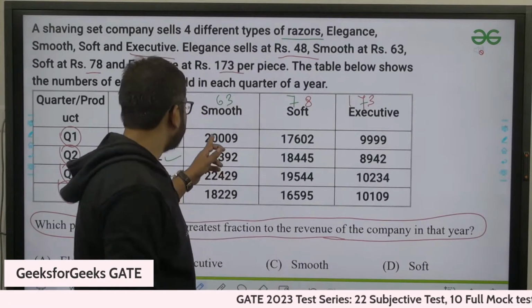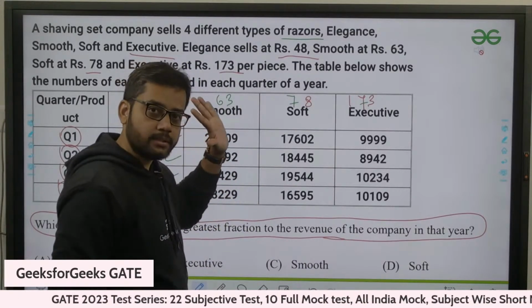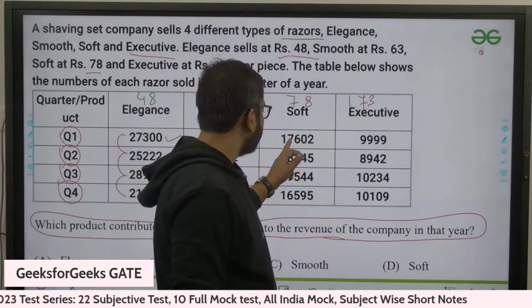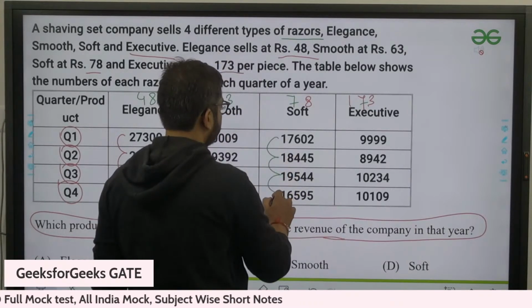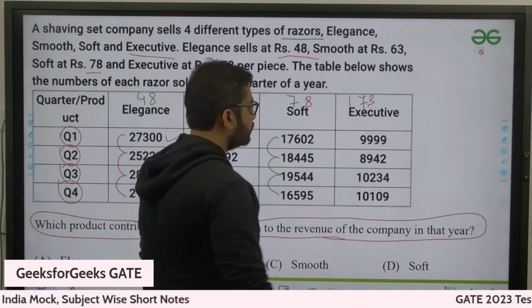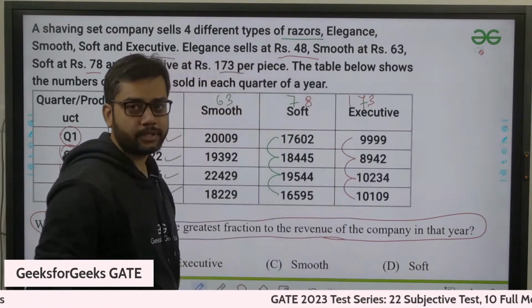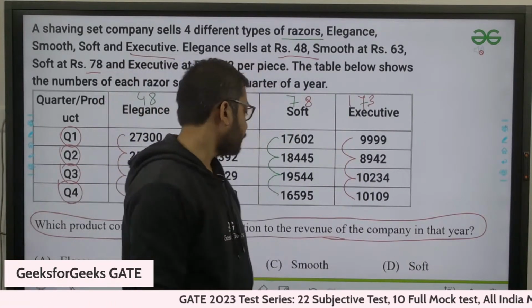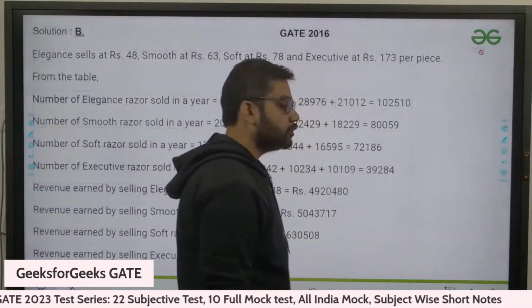For smooth, again, this plus this plus this plus this is the production, multiplied by 63 gives the revenue. For soft, this amount, this amount, this amount, this amount, added and multiplied by 78 gives the revenue. For executive, 1, 2, 3, 4 multiplied by 173 is the revenue. These four things are clear. Now I'm going to do the same thing.